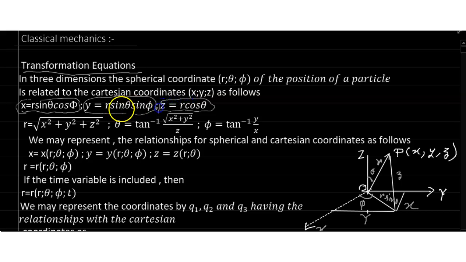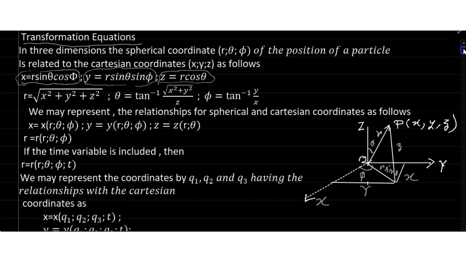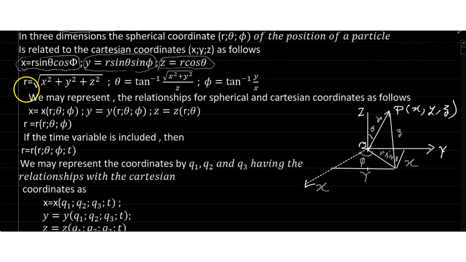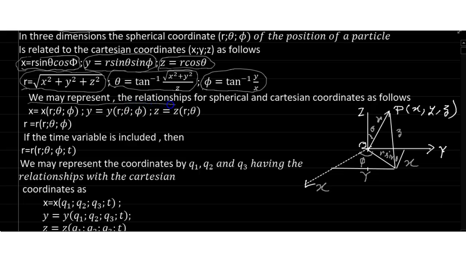Hence, you have to remember these three coordinate transformations because this is very important for physics. r is equal to root over x square plus y square plus z square, and theta is equal to tan inverse of root over x square plus y square divided by z, and phi is equal to tan inverse y by x. We may represent the relationships between spherical and Cartesian coordinates as follows.